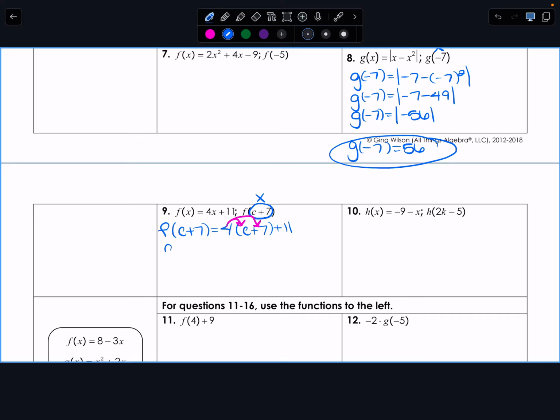So I still have my f of c plus 7. And now I have 4c plus 28. And then that little plus 11 at the end just kind of tags along for fun until I can combine my like terms on the right-hand side. Questions that you guys have?